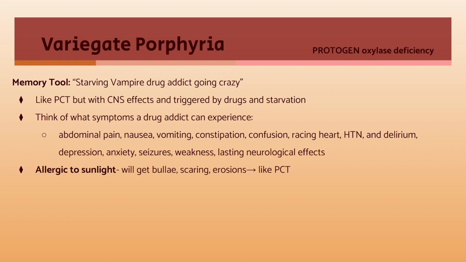Now, like PCT, you get a lot of the same skin findings and GI findings, but the addition to variegate porphyria is the CNS effects. So that's where the vampires in this case go crazy, you know. And it can be triggered by drugs. Some of the drugs we talked about in depth in the previous slide, as well as starvation or dietary changes.